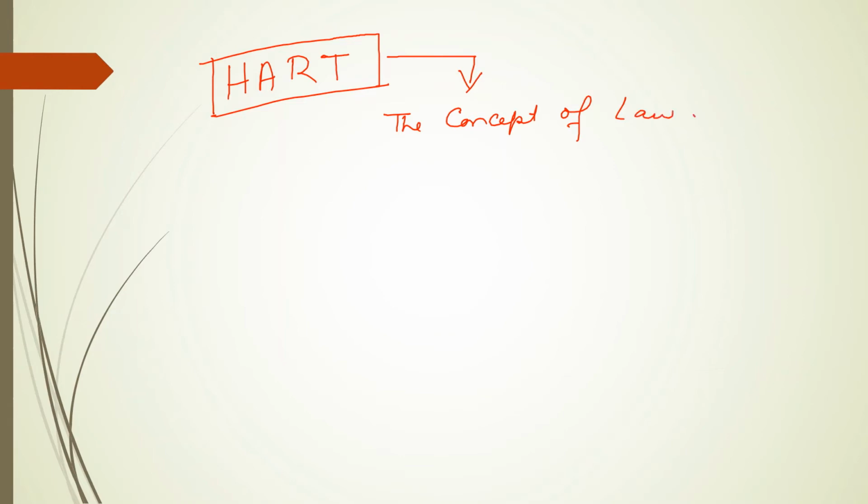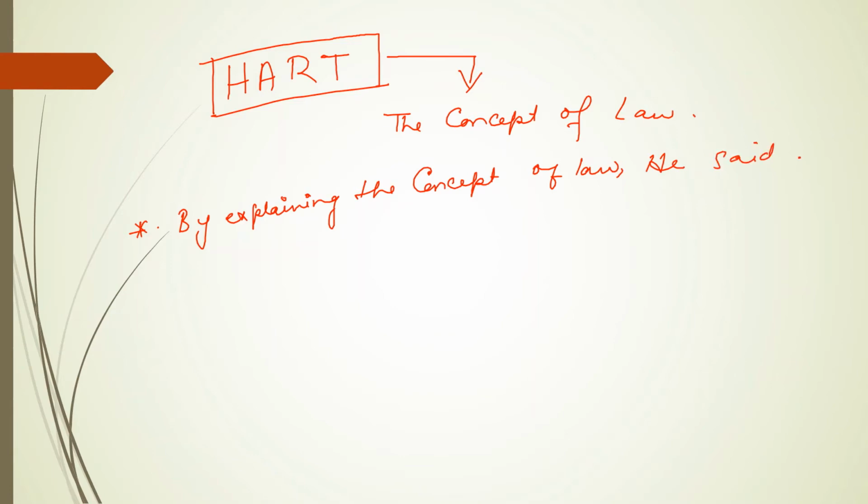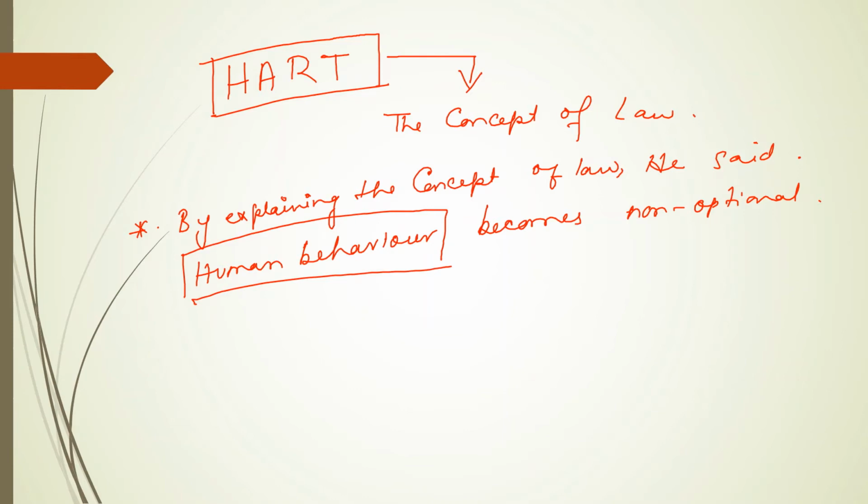See, first of all, you have to remember, by explaining the concept of law, he used two terms. He said first, law is nothing but human behavior, and that also becomes non-optional. That means how you are going to behave, that is law. Whether your behavior is illegal or legal, valid or against society, that is law, your behavior. And you have to behave nicely, you have to behave this way, that is also non-optional. So that is also not mandatory.